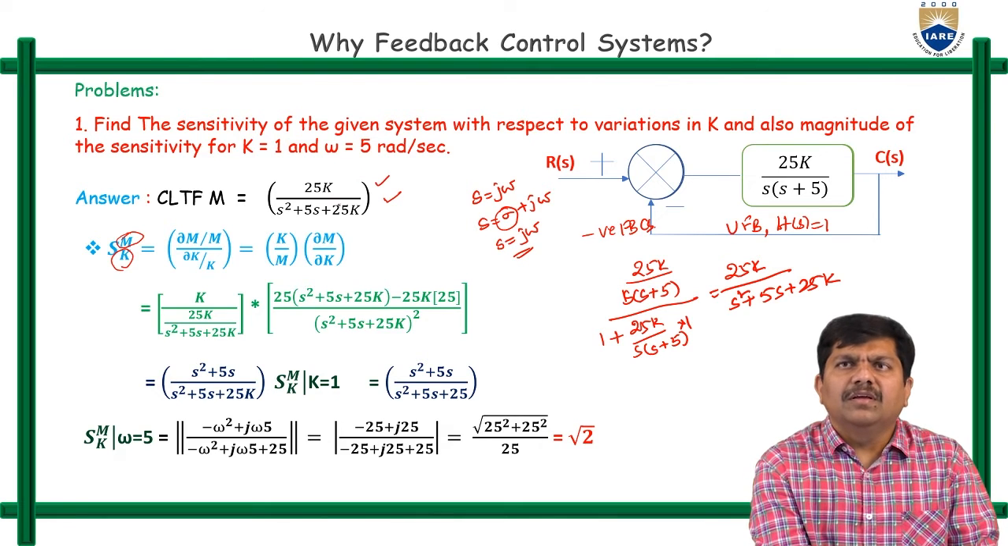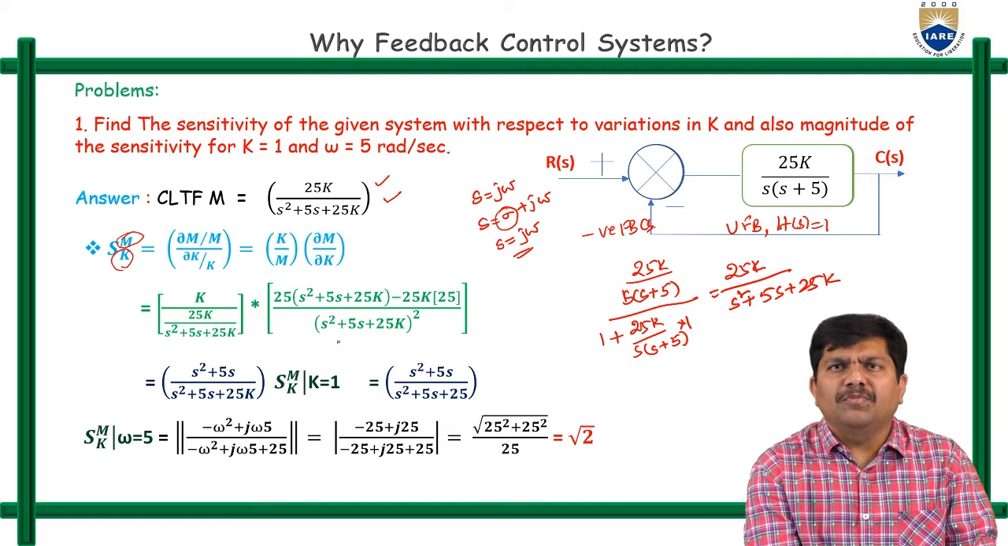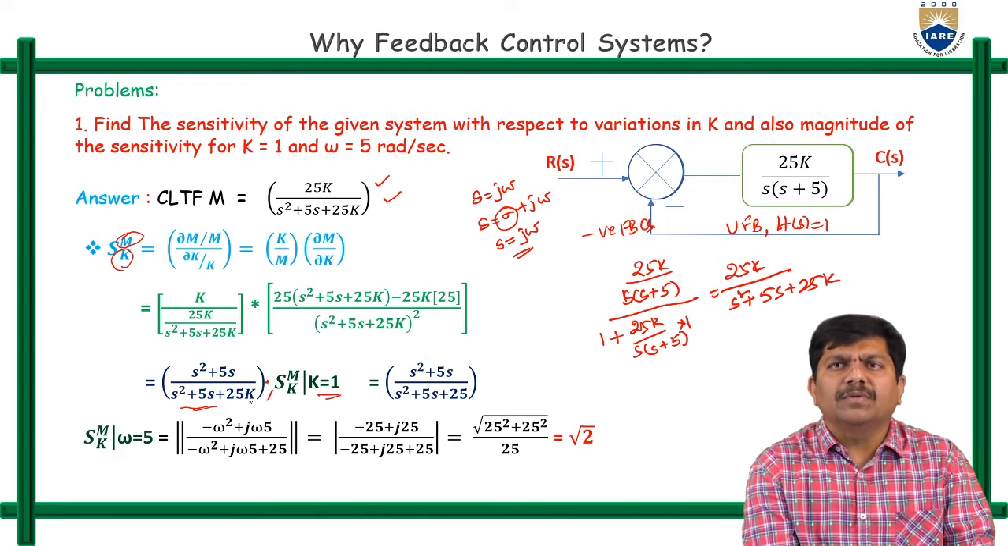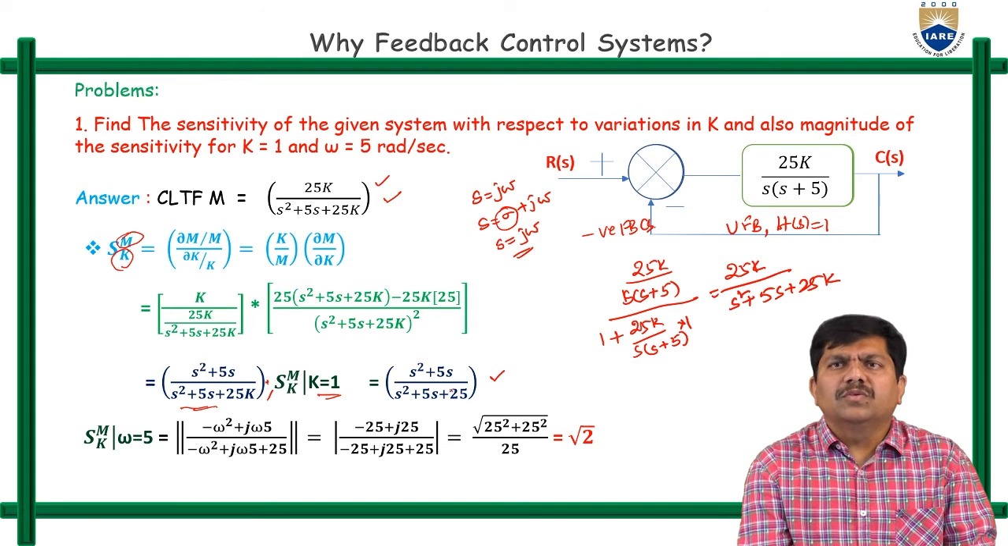So M is nothing but this one. Let us differentiate this whole overall transfer function with respect to k. If you simplify all this expression, we are going to get S square plus 5s divided by S square plus 5s plus 25k. So this is the overall value. Now he has clearly mentioned k is equal to 1. So S_M^K at k is equal to 1 is, wherever k is there, let us put 1 in place of k. That is S square plus 5s divided by S square plus 5s plus 25. So this is by substituting k is equal to 1. So this one assumption is over.